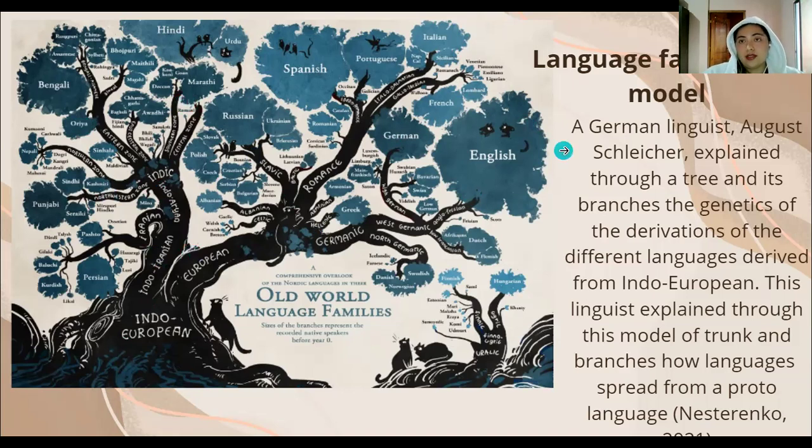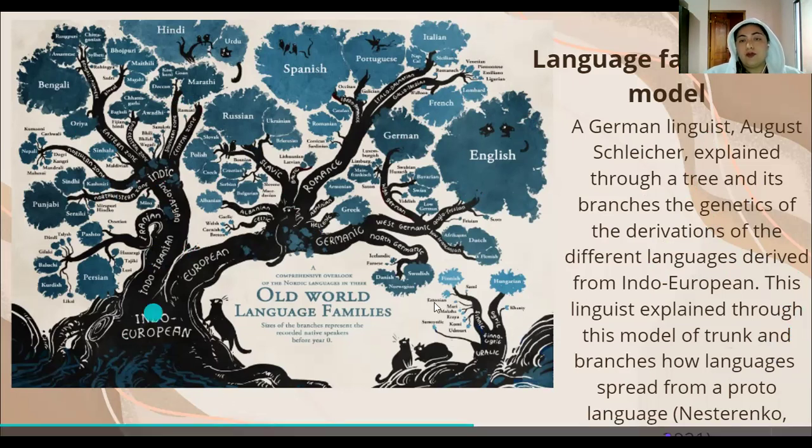This model was created by August Schleicher, who explained through a tree and its branches the genetics of the derivation of the different languages derived from Indo-European. This linguist explained through this model of trunk and branches how languages spread from a proto-language, which was Indo-European.